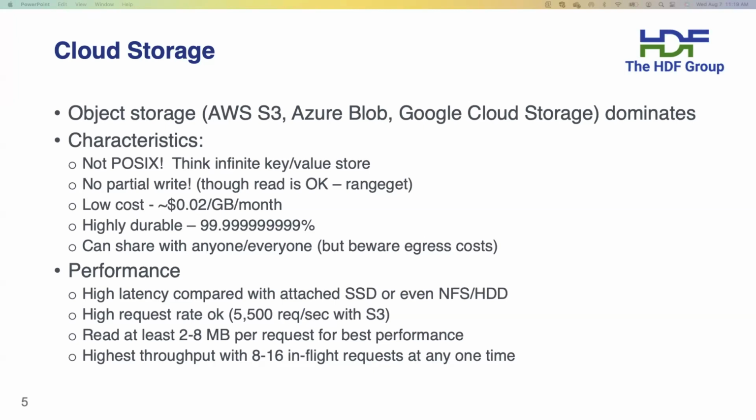And to maximize throughput, you want to make each request read a fairly sizable chunk of data. So 2 to 8 megabytes per request would be best. And lastly, to get the best performance, you don't want to send one request, get some data, send a request, get some data. You want to have like 8 to 16 in-flight requests at any one time. So I say, I want to read 8 range gets, then wait for those to come back, and then do my next step of processing.